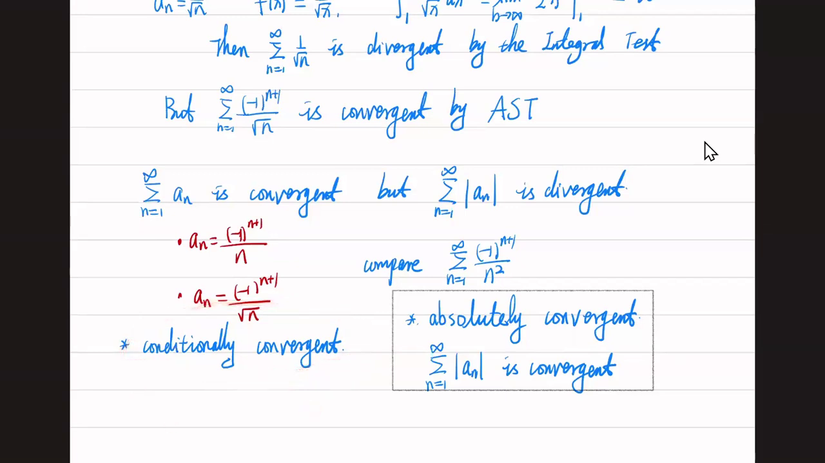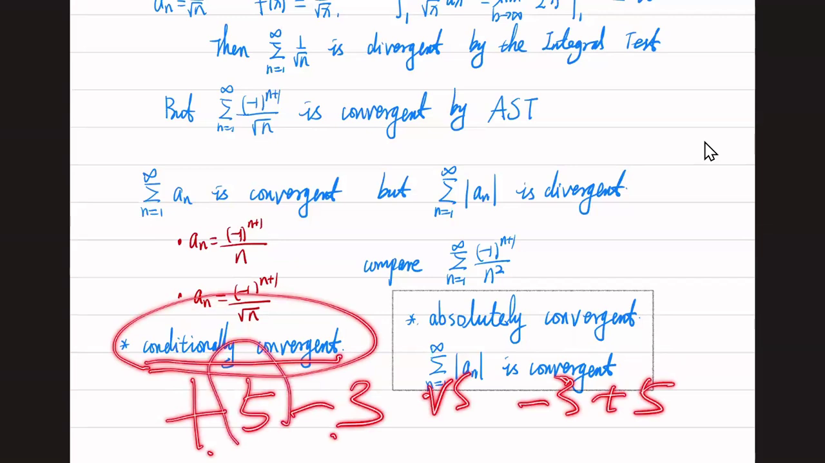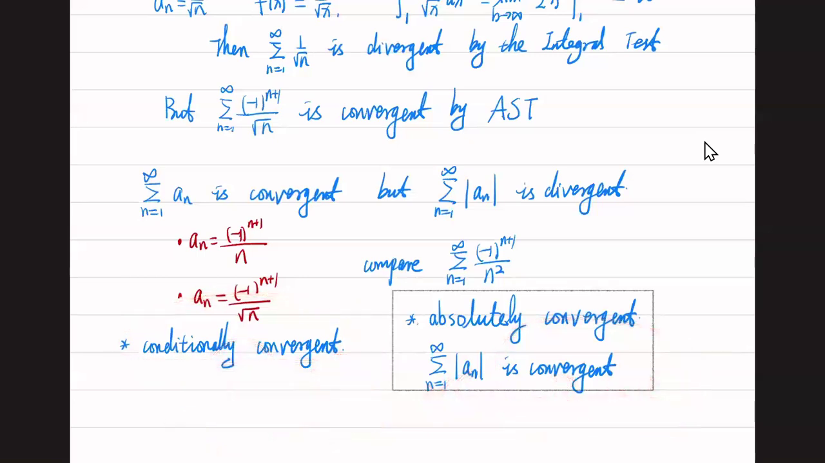Do you believe me? Here I say, in principle, if I add 5, number 3, versus minus 3 add 5, I claim in this case, if it's conditionally convergent, the order matters. If I change the order, I will get a different number. Sophia, you get what I'm saying? Yeah.